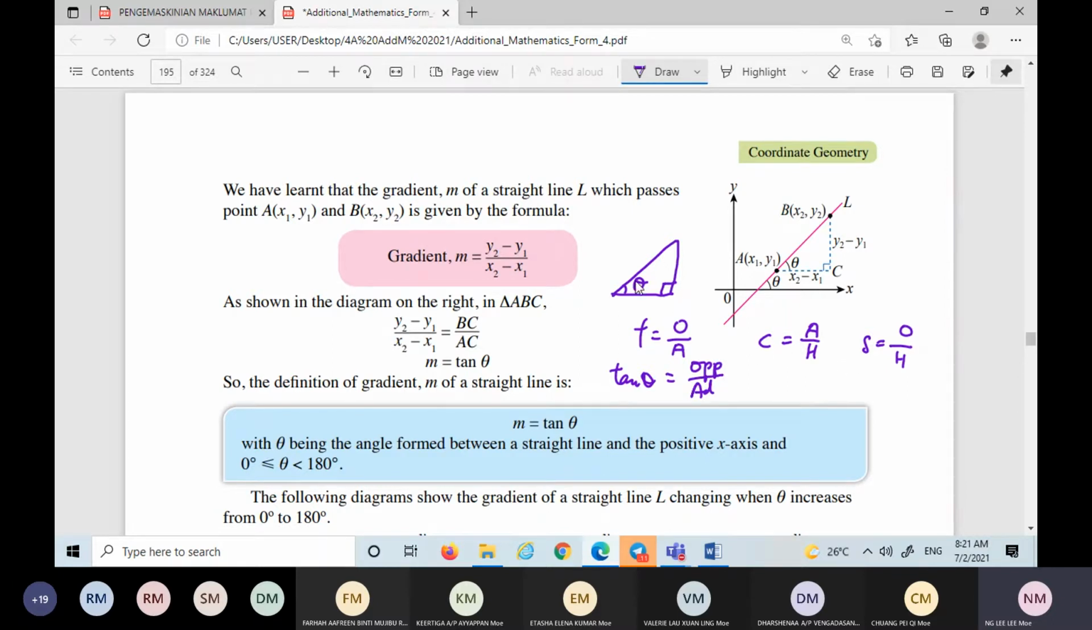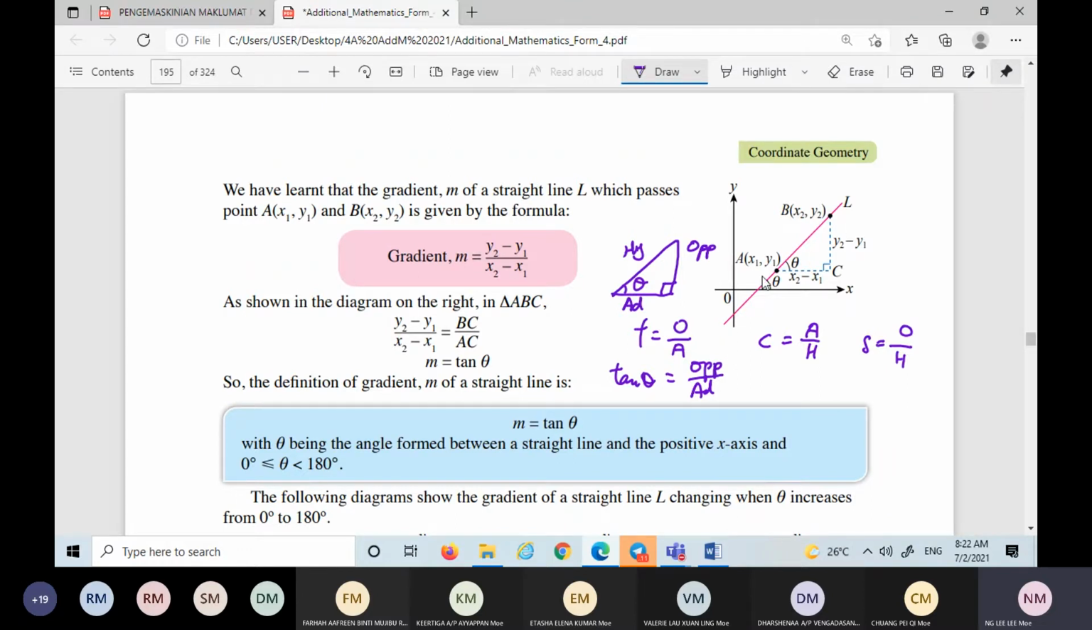So here is theta. The opposite side is the one opposite this angle theta. So here is the opposite side. And the side opposite the right angle is the hypotenuse. And the other side, the last one, is the adjacent.